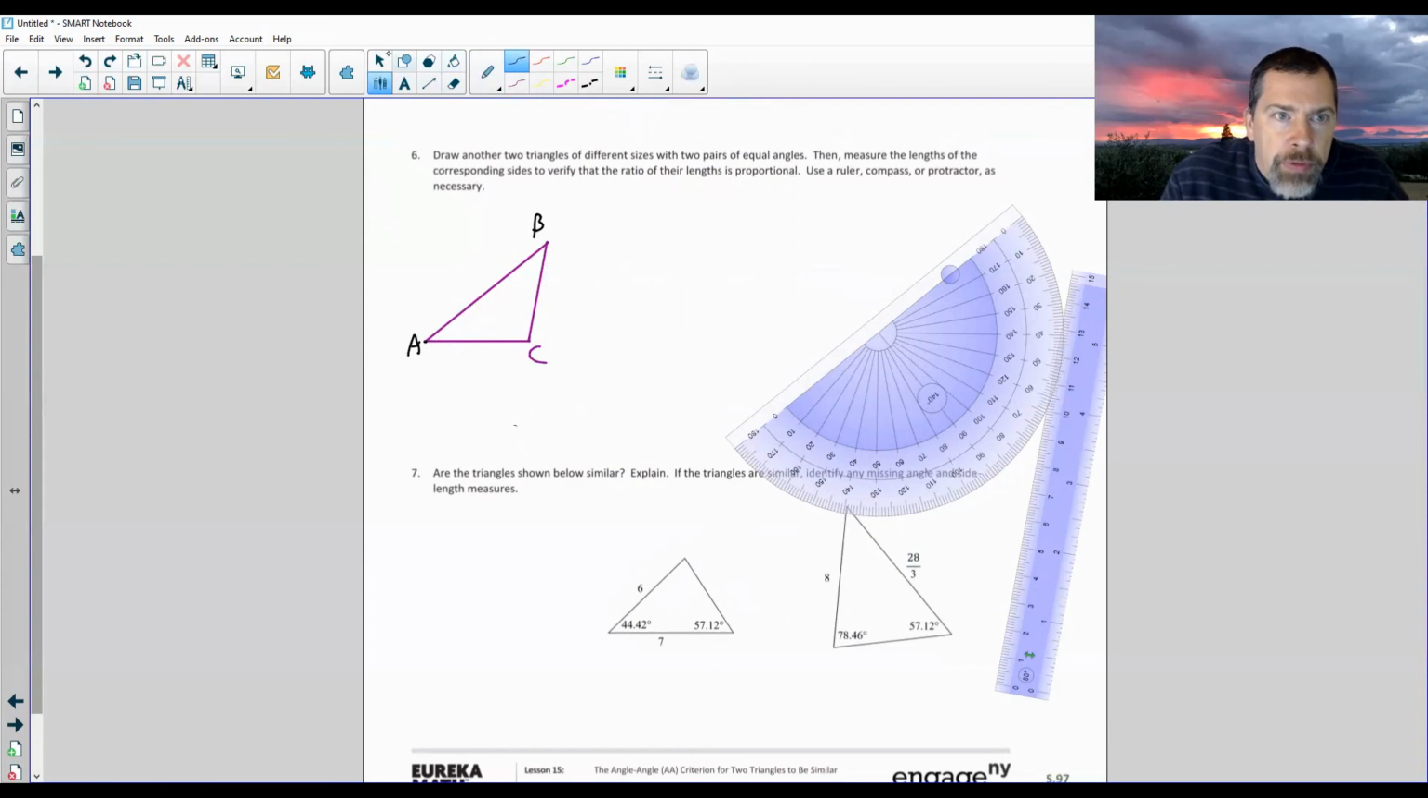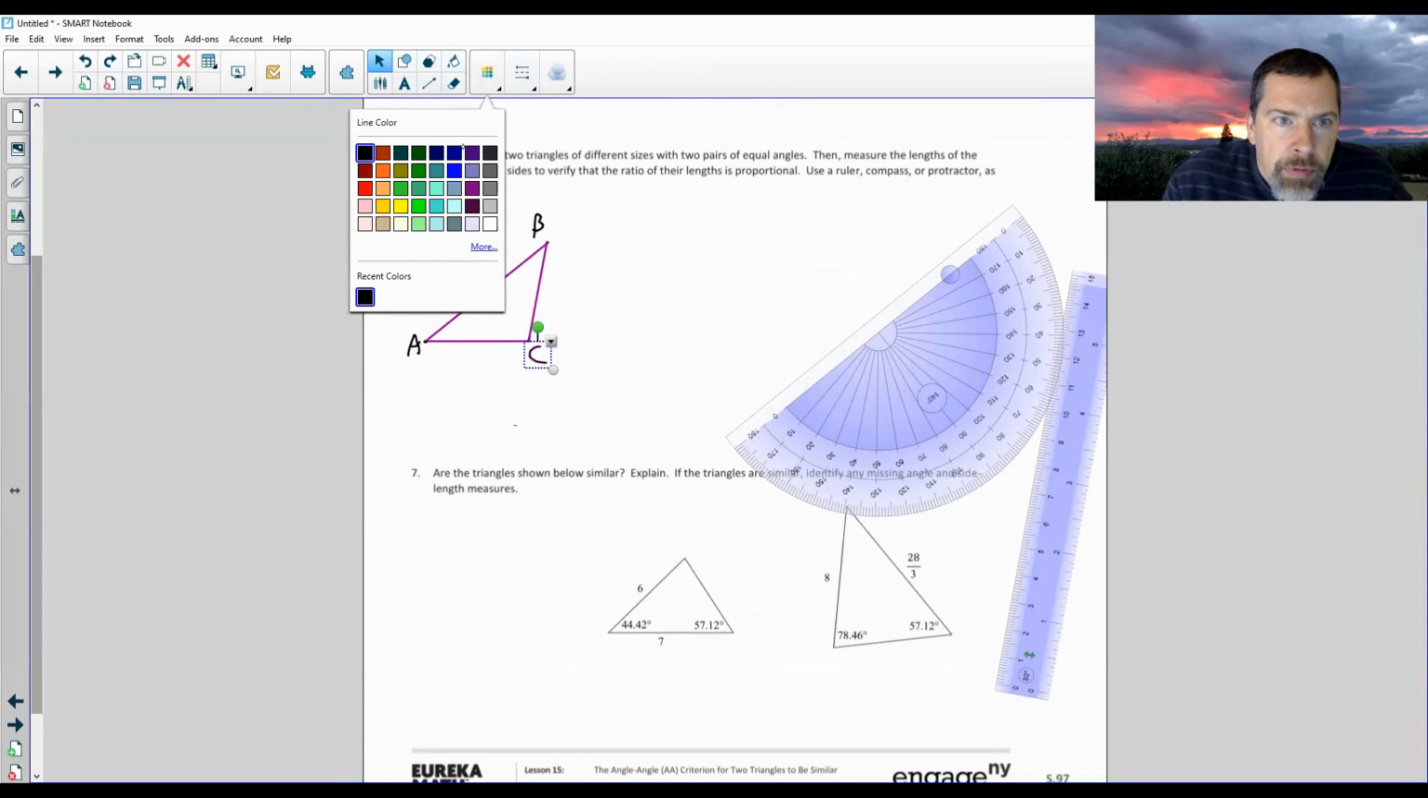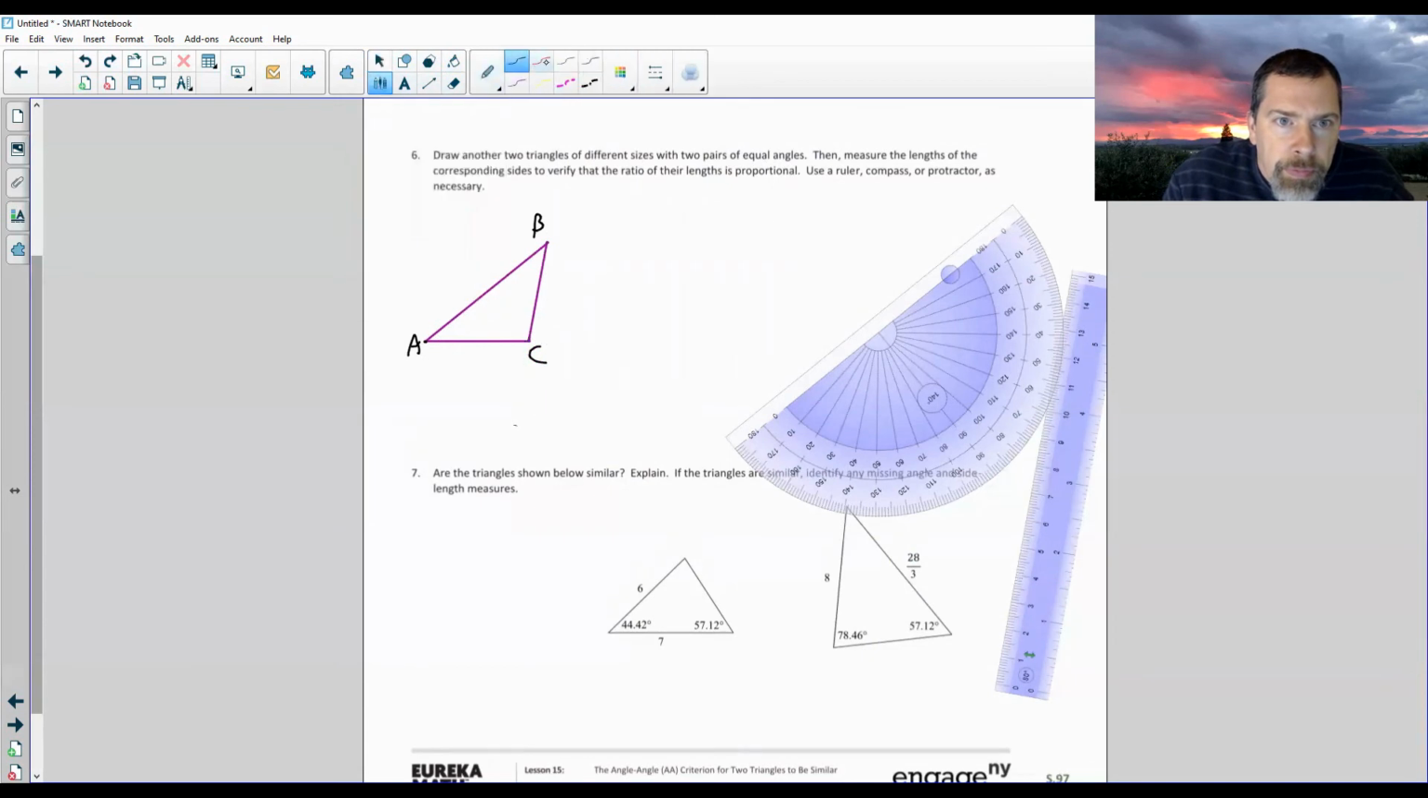So the measure of angle A, 40 degrees. The measure of angle B, 40 degrees. C has to be 100. It is more than 90. It looks like 100 degrees. Okay, so there is my initial triangle.